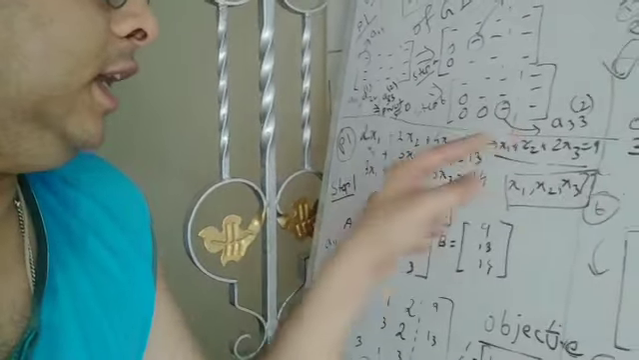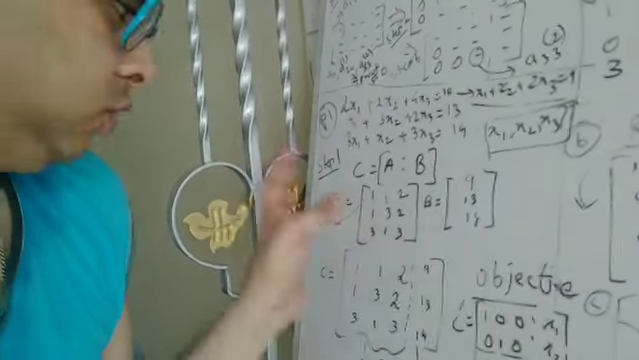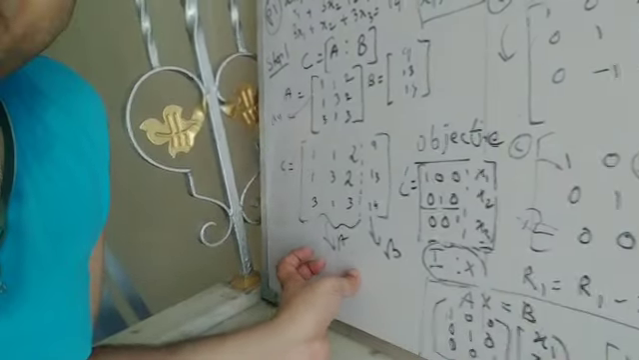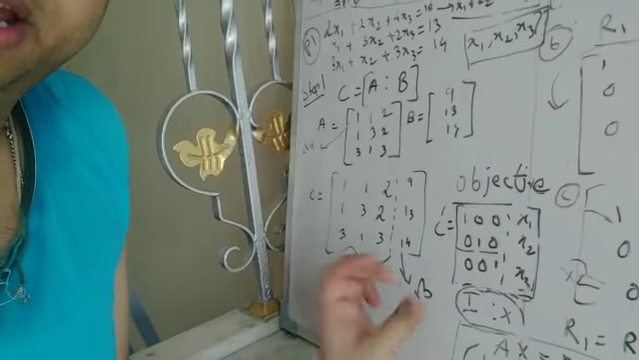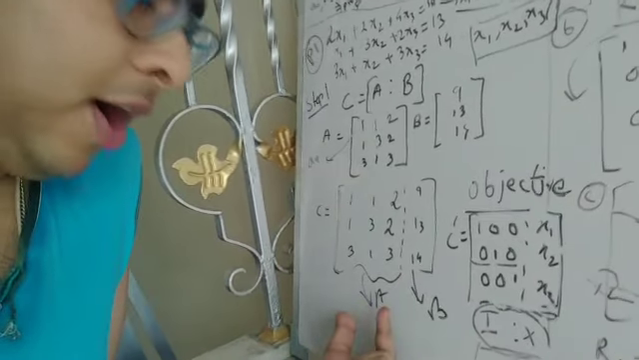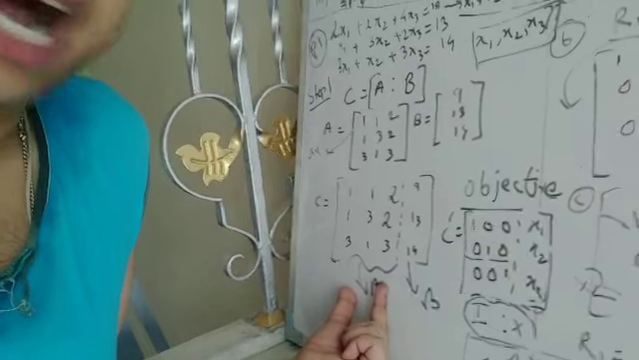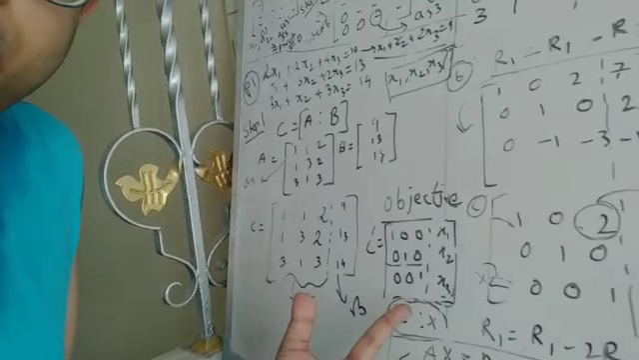And B is 9, 13, 14. So if we concatenate, you will get this one. This is your A part, this is the B part. Now, as I told you, our objective is to make this A part an identity matrix. That means I want to make this 1, 0, 0, 0, 1, 0, 0, 0, 1.